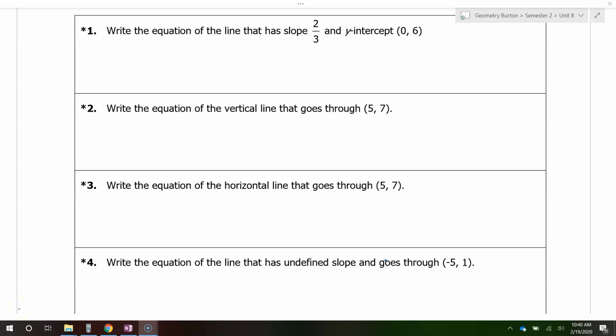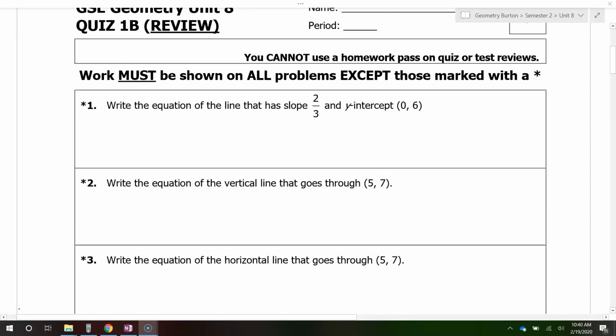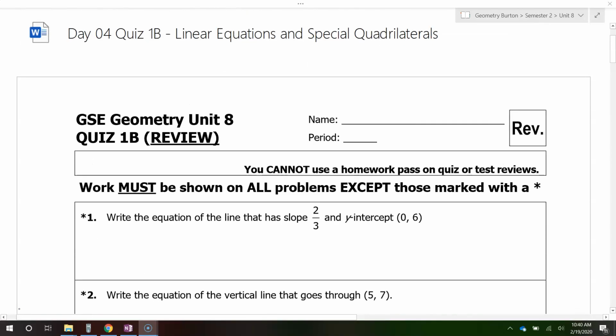In this video, I will show you how to write equations of lines. For the most part, I'm going to refer over and over again to the model y equals mx plus b, where the m is the slope of the line and the b is the y-intercept.